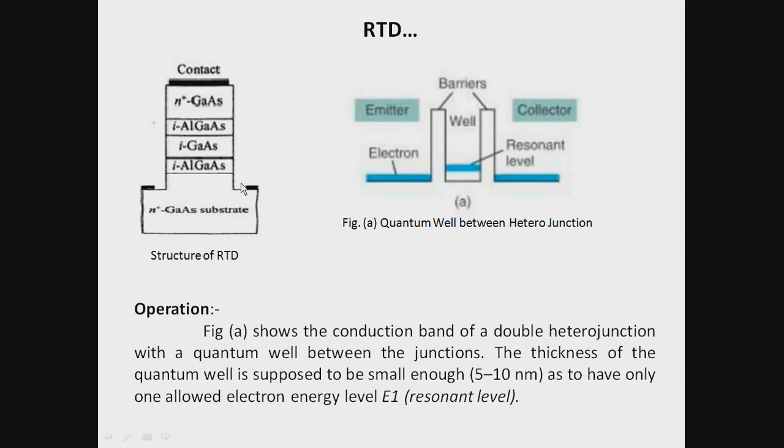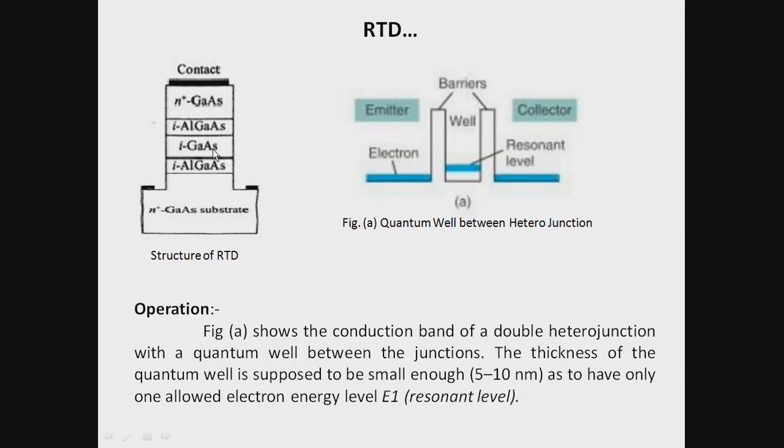Here the collector contacts are taken from the heavily doped gallium arsenide on the collector side, and the emitter contacts are taken from the heavily doped gallium arsenide on the emitter side. So this aluminum gallium arsenide is the emitter, which has sufficient electrons available in its band structure, and the gallium arsenide is the collector.